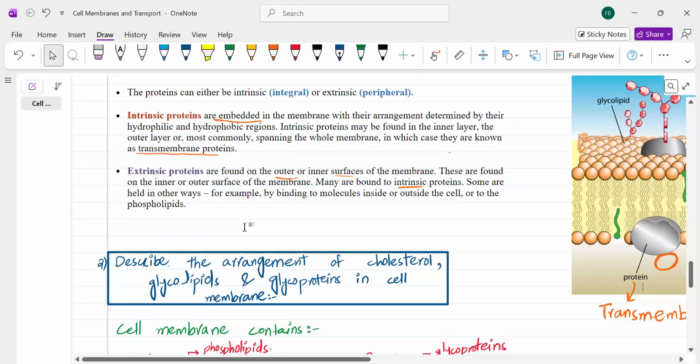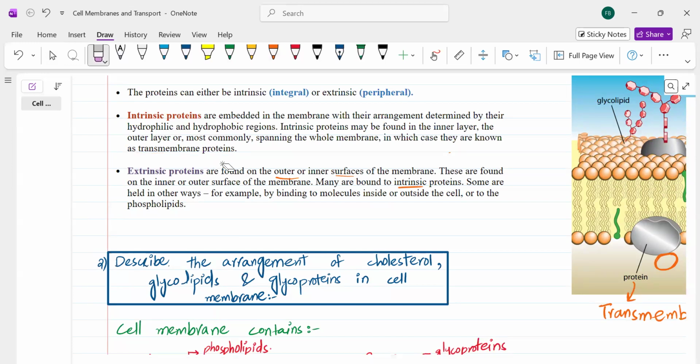Some are held in other ways, for example, by binding to a molecule inside or outside the cell, or to the phospholipids. What does it mean? Binding to molecules inside or outside the cell. We have done this. Think about it. They are talking about the conjugated molecules. The conjugated proteins.